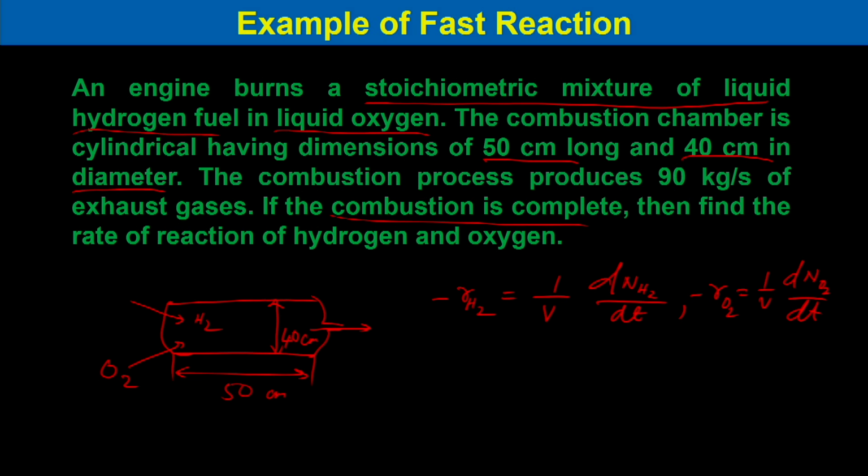So, let us calculate the volume. The volume for this combustion chamber is equal to pi by 4 into d square, where d is 0.4 meter, into L, which is 0.5 meter.